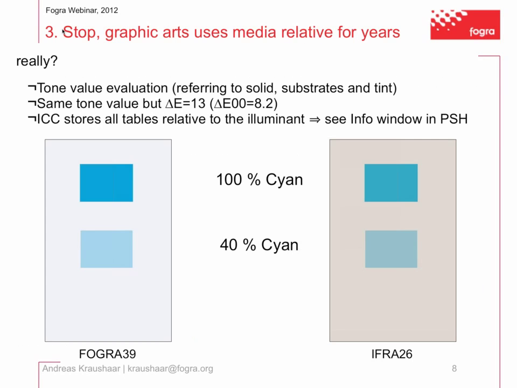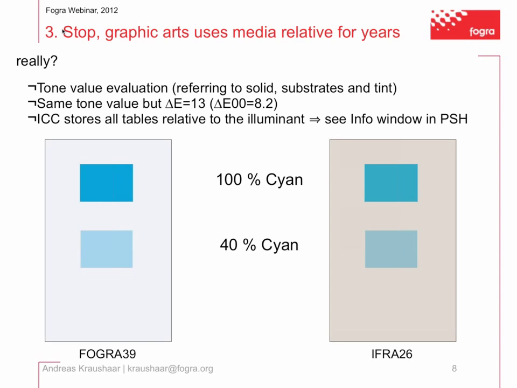And when I said graphic arts used side by side only, I was not 100% true to you. Actually, the media relative technology has been used for a much longer period of time, but not for evaluating the final color, but more for process control. What I mean is tone value evaluation. You see here on the left-hand side what is needed. It's a simulation of Fogra 39, and you see white, you see 100% solid and 40% tint. And the tone value, if you measure the tone value here on the left-hand side and on the right-hand side, it could easily be the same, but visually they look dramatically different if you see them side by side.